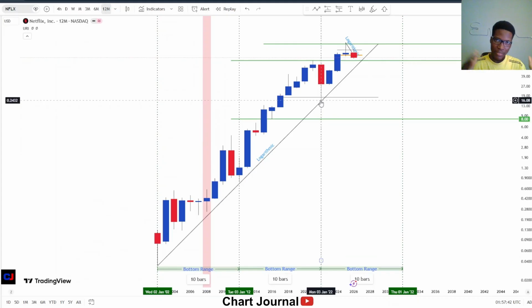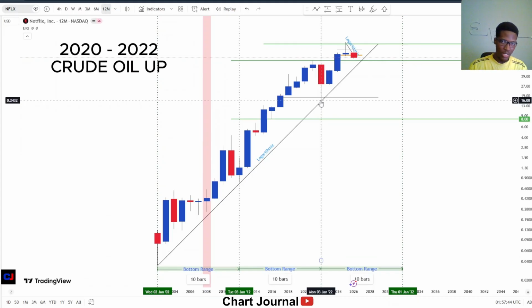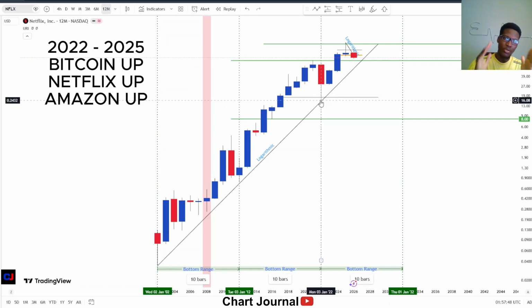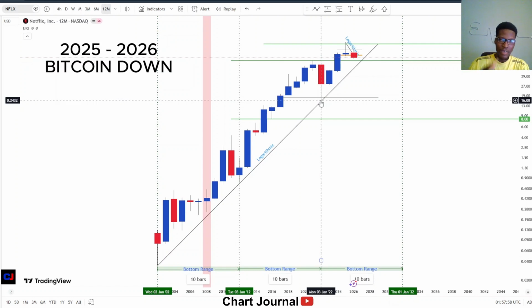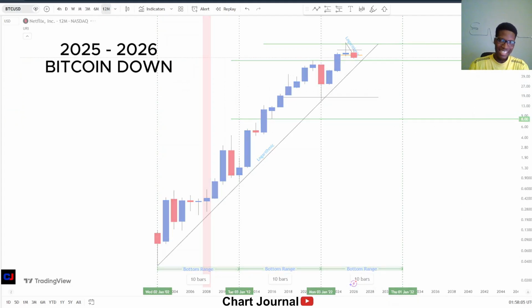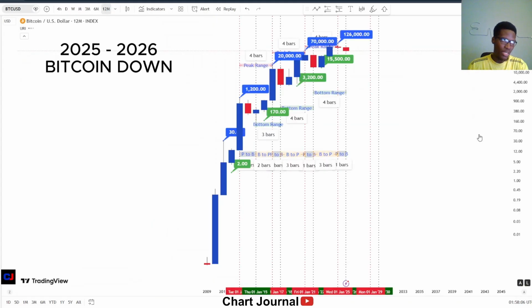So just using the recent recession from 2020 to 2022, we know oil is likely to go higher. From 2022 to 2025, we know Bitcoin is likely to go higher. From the same time frame, we know Netflix is going to go higher. That same time frame, we know Amazon is going to go higher. So now from 2025 to 2026, this same understanding made us know Bitcoin is likely to drop for 1 year. That is where we are now.